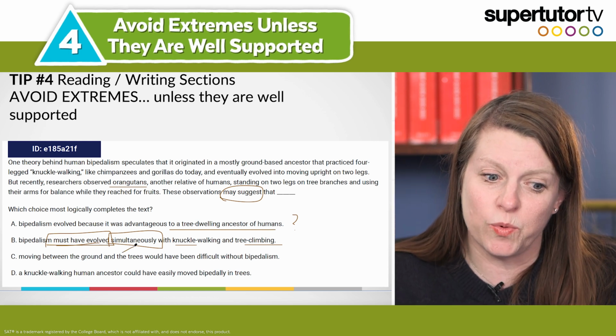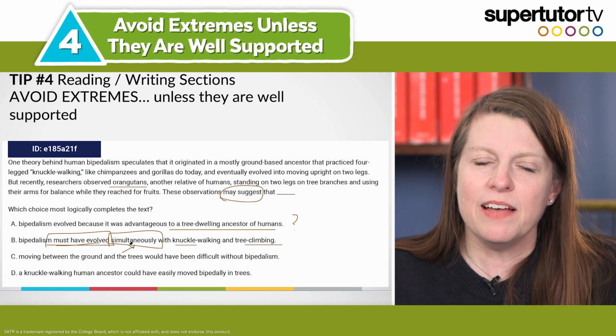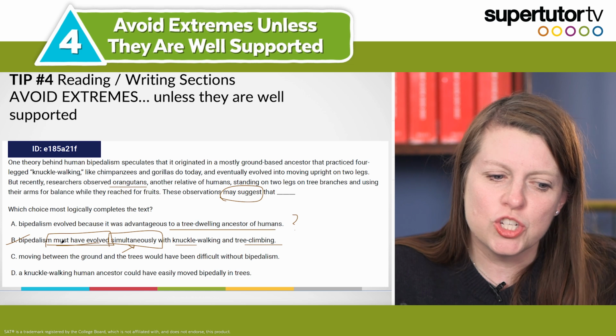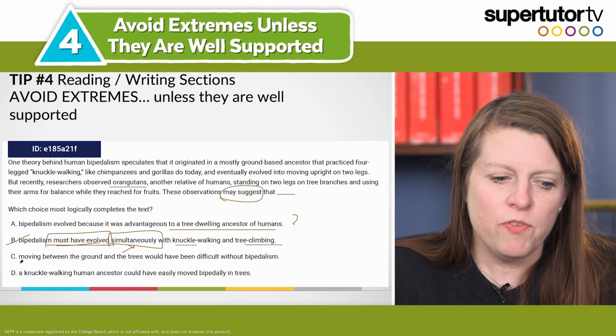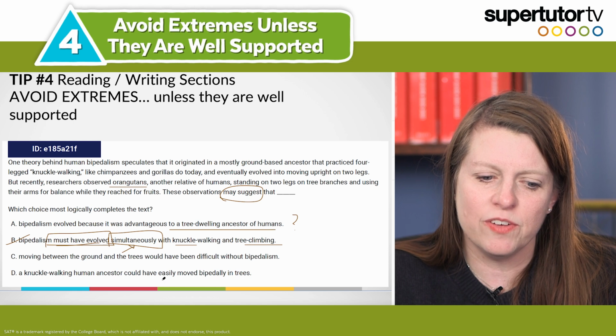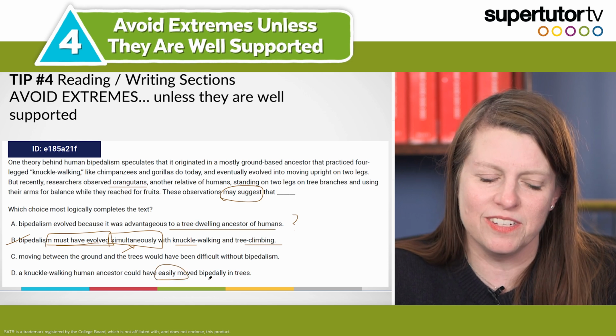The reason this is wrong really is the word "simultaneously," because evolution isn't about simultaneously. It's about growing into that, right? Those extreme words, dodgy, dodgy. Moving between the ground and the trees would have been difficult without bipedalism. A knuckle-walking human ancestor could have easily moved bipedally in trees.